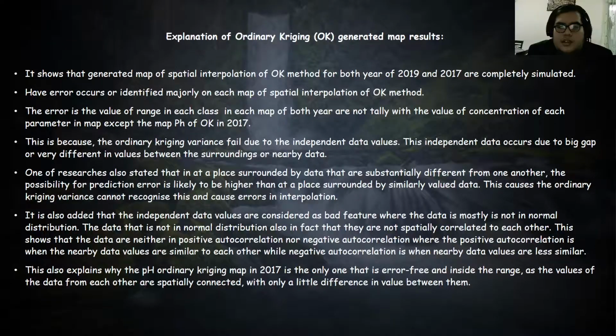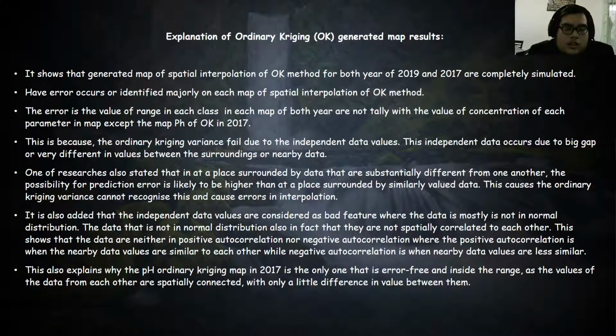So the reason for this is that the ordinary kriging variance fails due to the independent data values. This independent data occurs due to the big gap, or very different values, between the surrounding or nearby data. One of the researchers also stated that in a place surrounded by data that are substantially different from one another, the possibility for prediction error is likely to be higher than at a place surrounded by similarly valued data. This causes the ordinary kriging variance to be unable to recognize this and causes errors of interpolation.